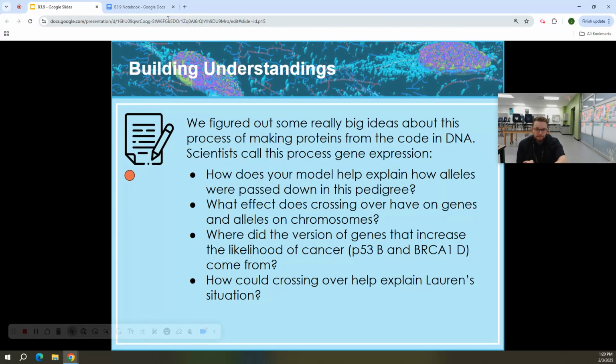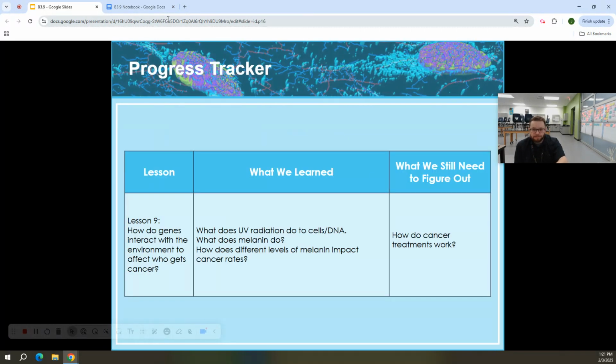All right, and then the last thing, our building understandings. We figured out some huge ideas about the process of making proteins and how that can be affected by UV radiation. So how does our model or our lab help explain? Well, this is not from this lesson. Let's skip that. And that's actually it. So the last one is from lesson 8. I'll delete that out of those slides before I share them with you.